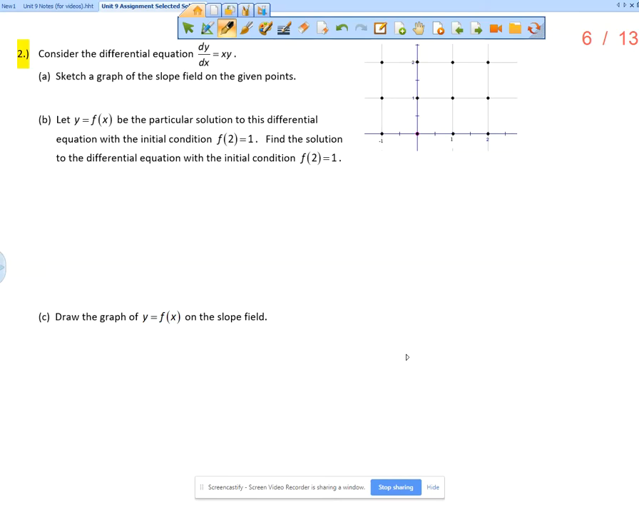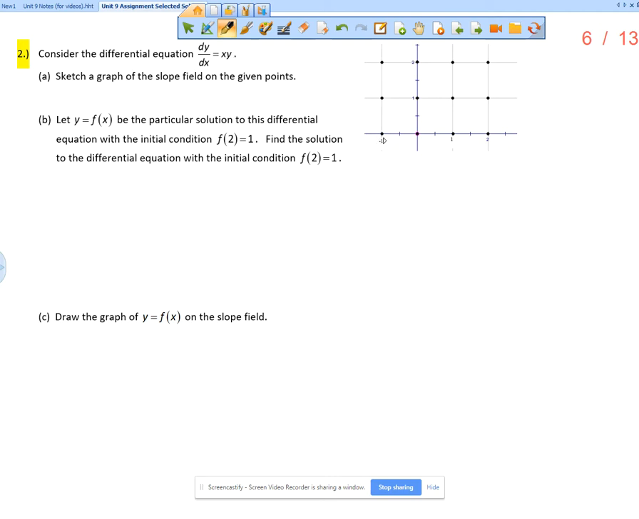This is the solution video for section 9.3, problem number 2. Consider the differential equation dy/dx equals xy. Sketch a graph of the slope field for the given points. All right, so let's start there. Remember, we want to take each x and y coordinate and multiply them together.